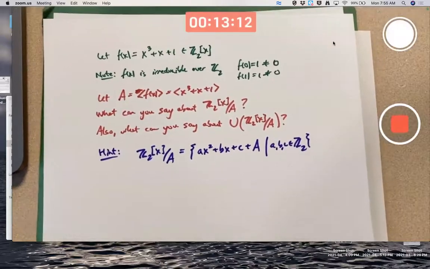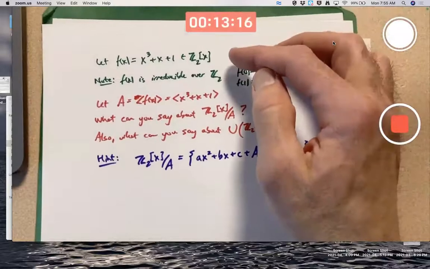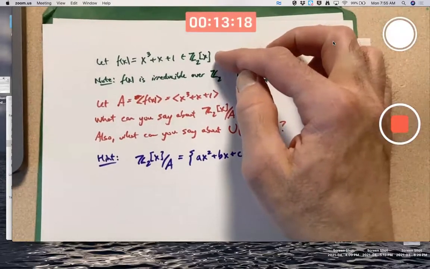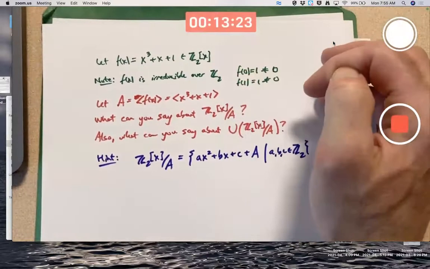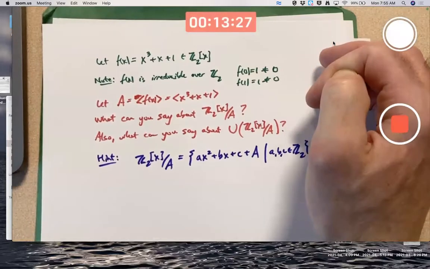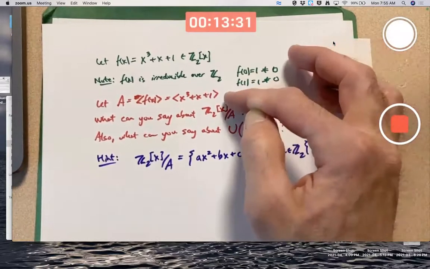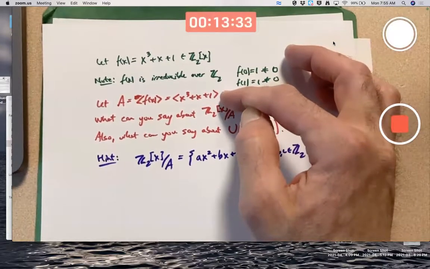All right, let's work through it. So reviewing here, we've got this cubic that's in Z2[x], and it is irreducible over Z2. Being a cubic, I can just check to see that it's got no zeros in Z2. And therefore, this principal ideal generated by f(x) is going to be a maximal ideal.